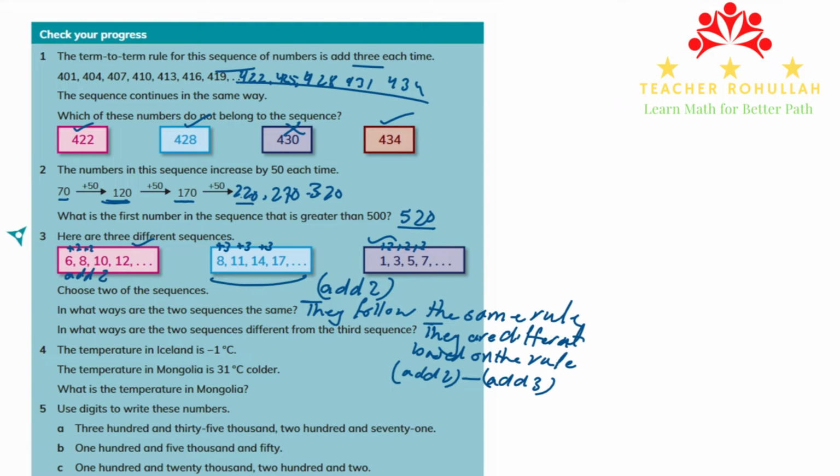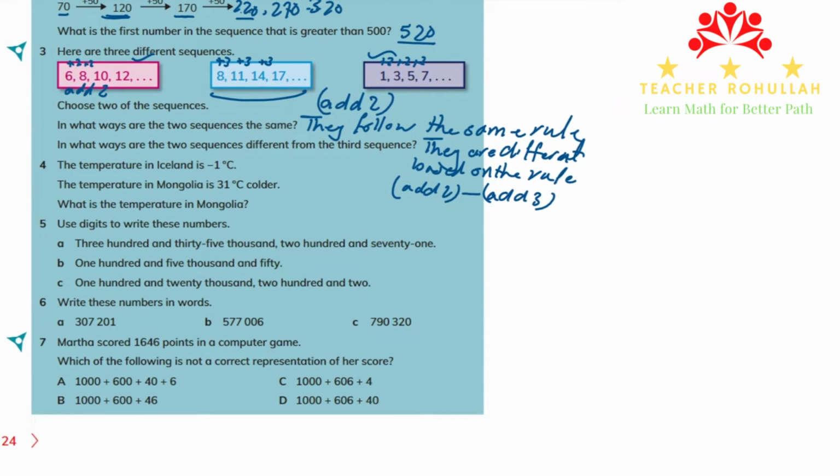Well, let me scroll down to move to question 4. In question 4, it says, the temperature in Iceland is negative 1 degrees Celsius. The temperature in Mongolia is 31 degrees colder. What is the temperature in Mongolia?